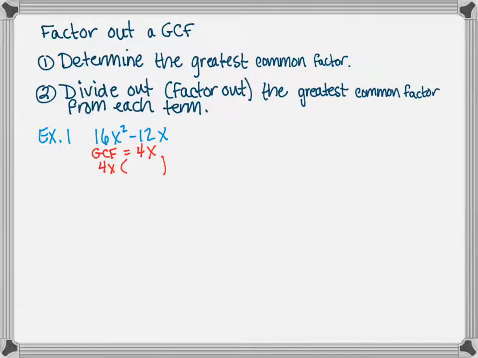Okay, so I will now divide 4x out of both the terms 16x squared and minus 12x. 16x squared divided by 4x is 4x. Negative 12x divided by 4x is negative 3. So this factors to 4x times the quantity 4x minus 3.